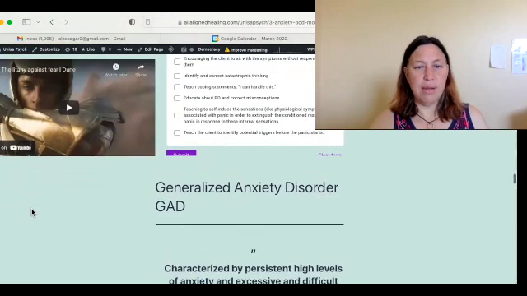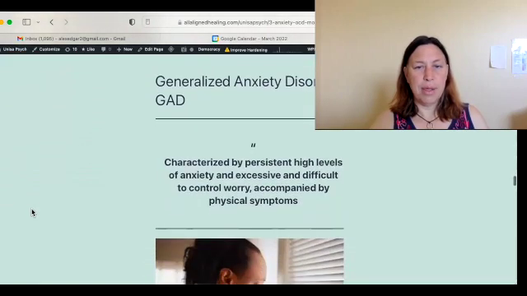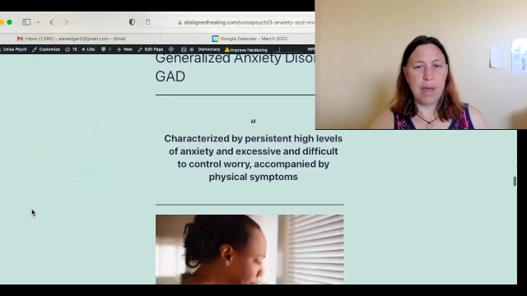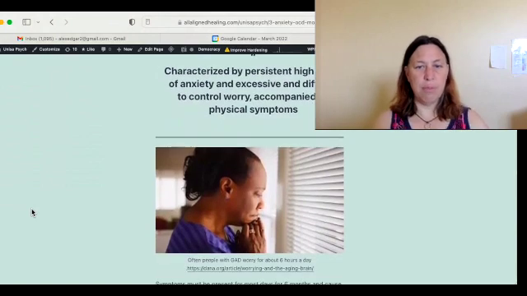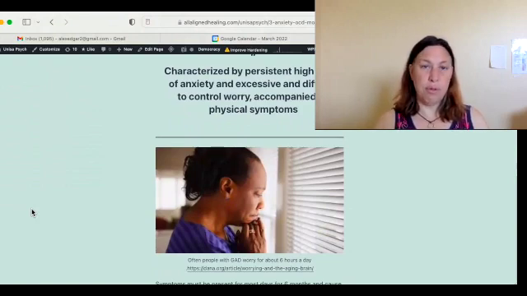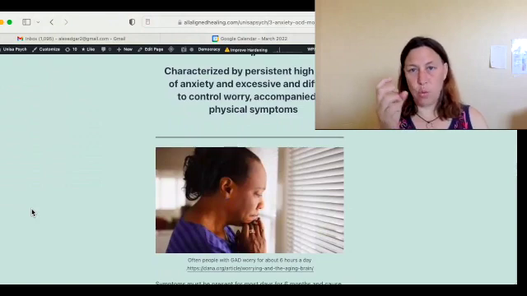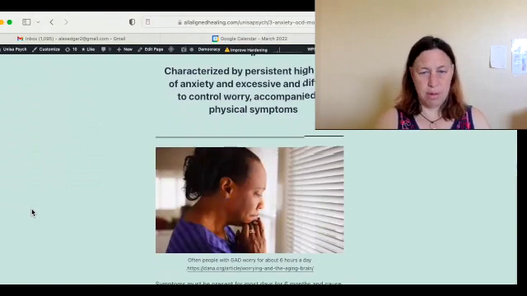Generalized anxiety disorder. Characterized by persistent high levels of anxiety and excessive or difficult to control worry accompanied by physical symptoms. So this is long-term and it takes up a lot of time. There's many different thoughts of worry and anxiety that go through a person's mind. So it's not fixated onto one issue necessarily.